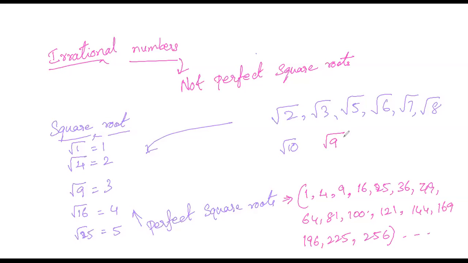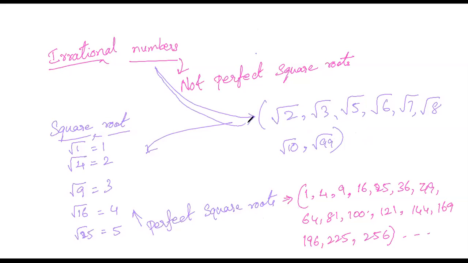For example, if we take the square root of 99, we won't get a whole number. We'll end up getting a decimal answer. That's why these numbers are called not perfect squares. So these are the perfect ones, which I have written in an orange color. The blue color ones are all not perfect squares. So these are all irrational numbers.